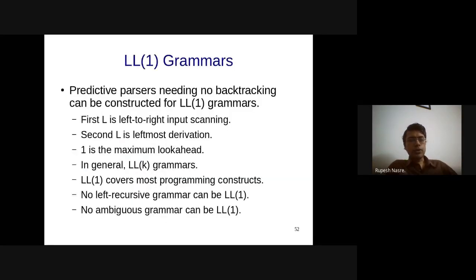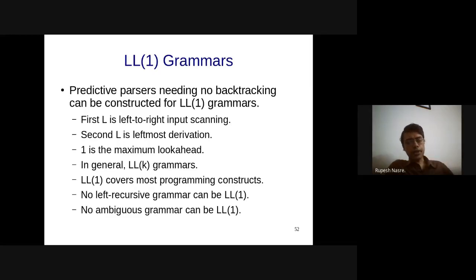Okay, so let's come to LL1 grammars. Predictive parsers, whatever we did just now, in general can be implemented using backtracking. Although the example that we took did not require any backtracking, in general predictive parsers do require backtracking, right? So you apply some production, it doesn't match, and therefore you go back and try another production. The reason being that we were looking at only one look ahead. It's possible that you might be required to look at multiple look aheads.